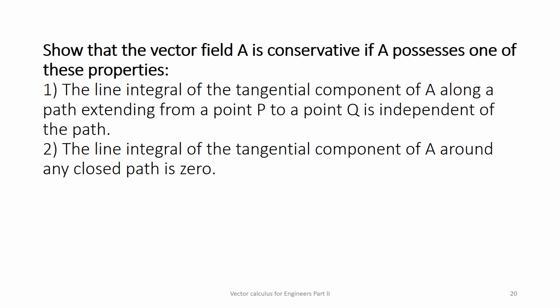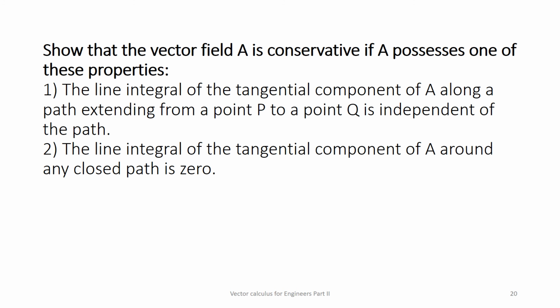So this is one numerical problem. You have to prove that vector field A is conservative if A possesses one of these properties. First property is that the line integral of the tangential component of A along a path extending from a point P to a point Q is independent of the path. And the second is the line integral of the tangential component of A around any closed path is 0.